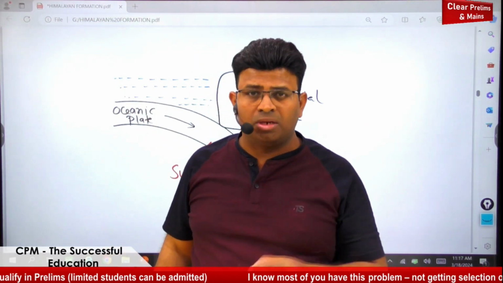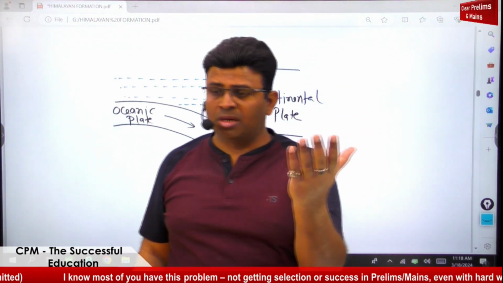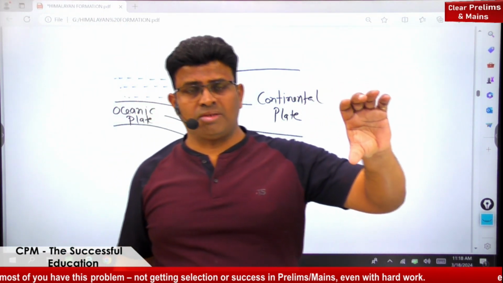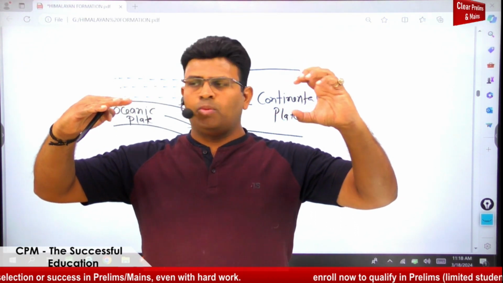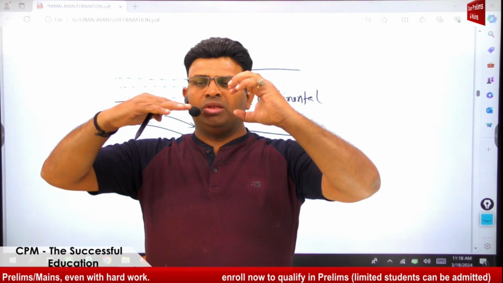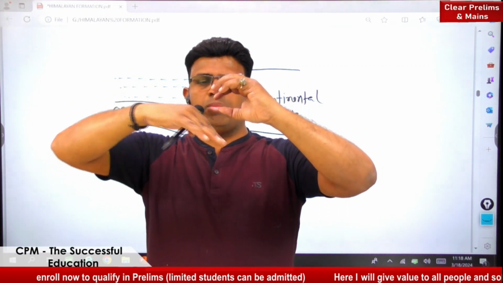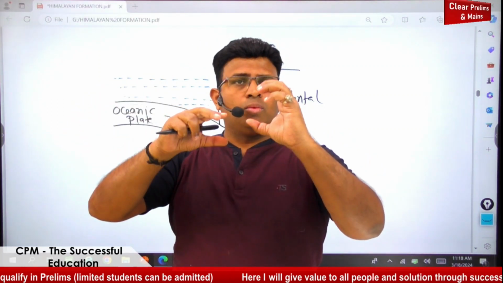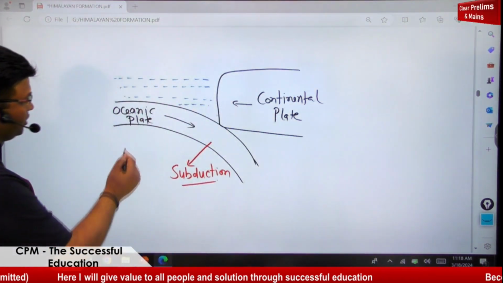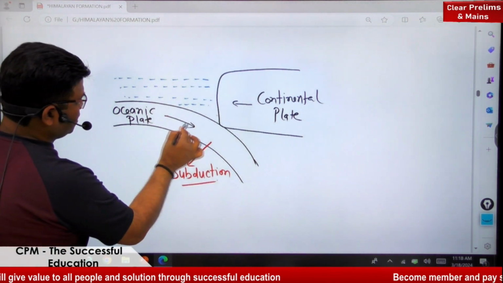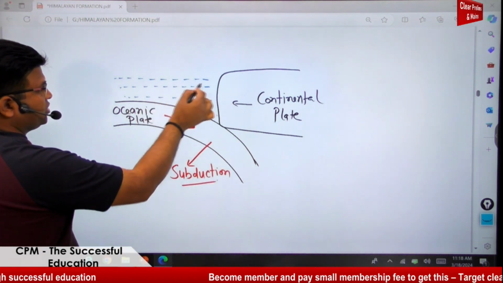Why am I saying less dense continental plate? Because the continental plate has more silica. Where there is more silica, more sand, the density will be less. So again, the oceanic plate is denser and the continental plate is less dense. When they converge, the more dense oceanic plate will subduct below the less dense continental plate. Here you can see the oceanic plate subducting below the less dense continental plate as they converge, and here you can see the oceanic water.